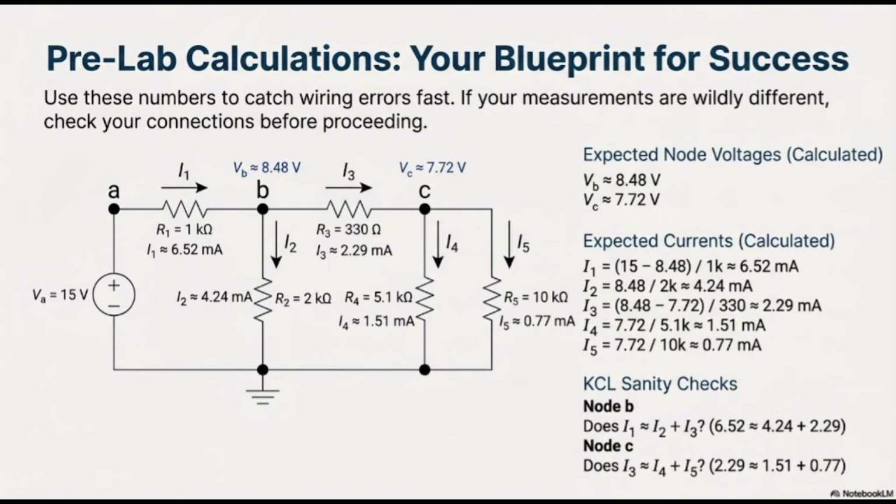Then we have to write down the KVL, we have to write down Ohm's law for all of them. As you know, the current moving through R1, which is 1K, is going to be VA subtracted by VB divided by 1K. And also the current moving from D to C is VB subtracted by VC divided by 330. So if you do all of that, at the end of the day, you can find your currents.